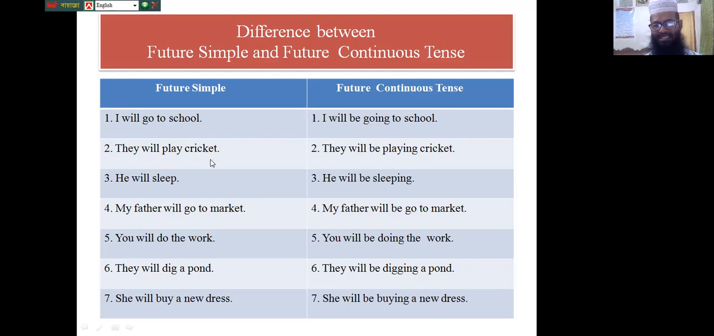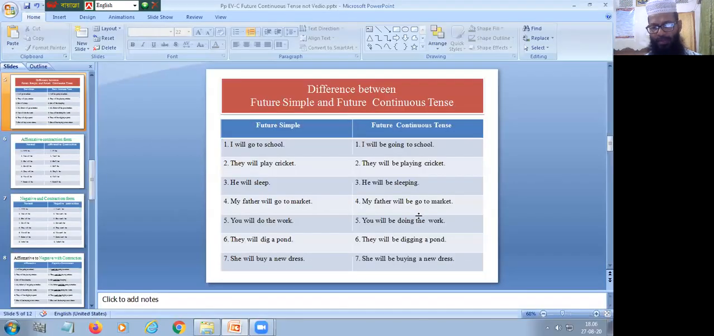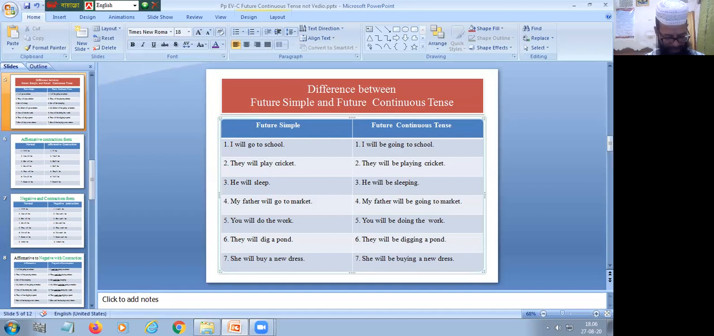They will play cricket, short action. They will be playing cricket, long action. He will sleep, short action. He will be sleeping. And here I have to mention that there is only one action, not more than one. My father will go to market, short action. My father will be going to market, will be going to market, it's a long action.